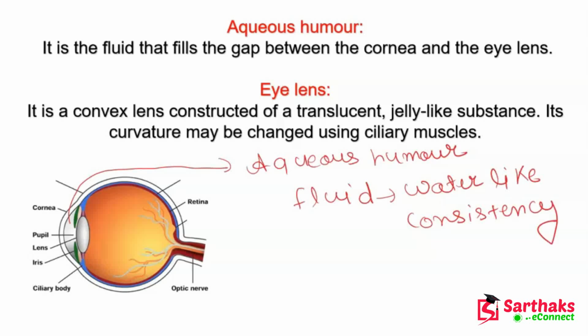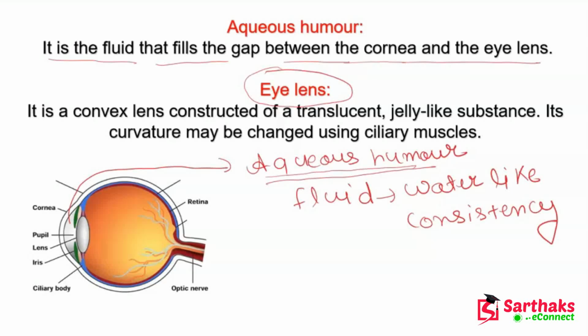Now guys, what does it do? It basically maintains the pressure in the eye. So this is the main work of this aqueous humor, to balance the pressure. Let's read this definition. It is the fluid that fills the gap between the cornea and the eye lens. So basically it maintains the pressure.